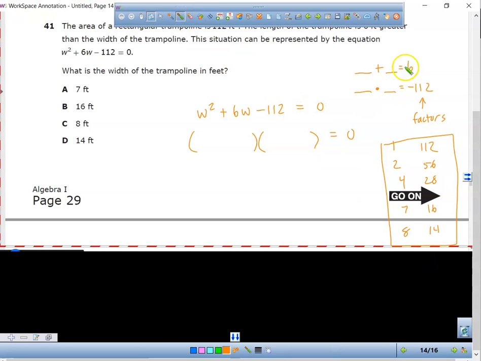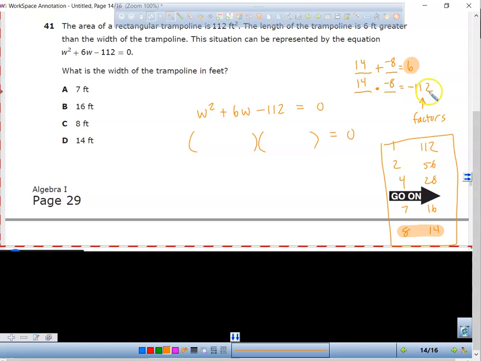What's the only one that could get us to a 6? If you add them together, what's the only one that could somehow get us to a 6? The 14 and the 8. How? If the 14 is positive and the 8 is negative, 14 minus 8 is 6, and 14 times negative 8 is negative 112. So put W plus 14 and W minus 8.